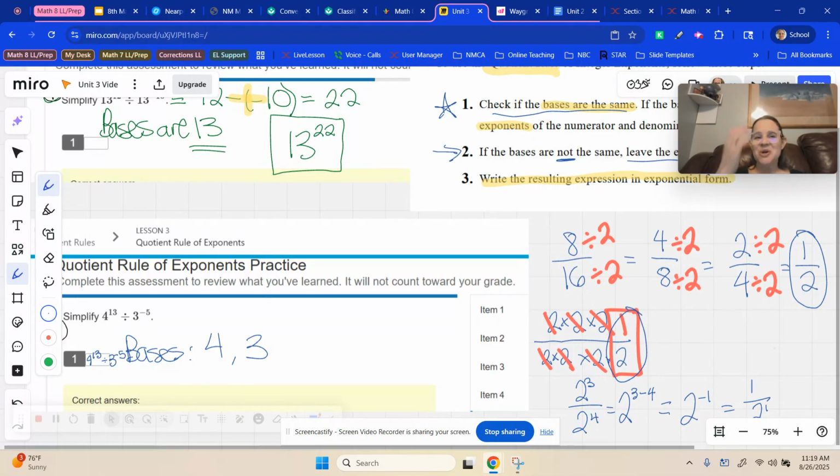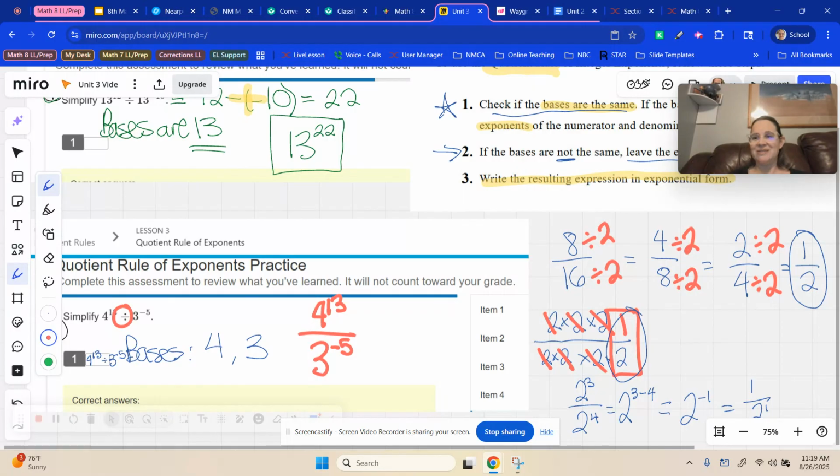Okay, don't forget that quotient means division. Okay, you might have division written like this. Okay, or you might have it written as a fraction. I could have written this one as 4 to the 13th power over 3 to the negative 5th power. Okay, that fraction bar means divided by. So 8 over 16 means 8 divided by 16.